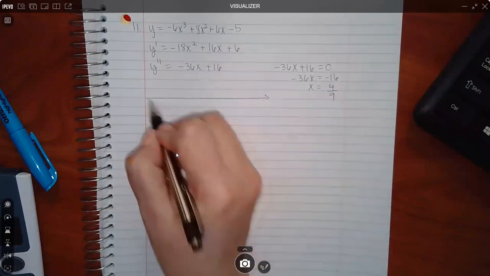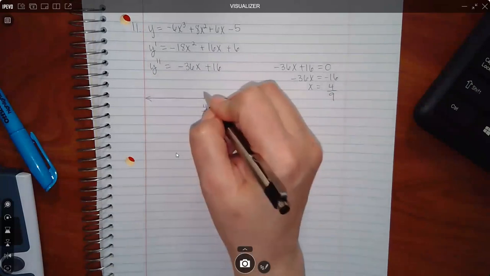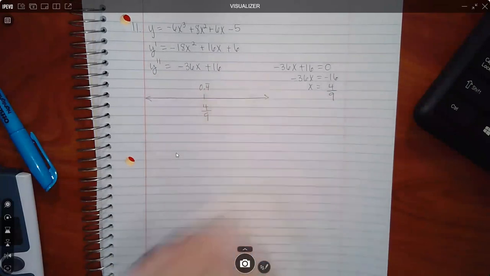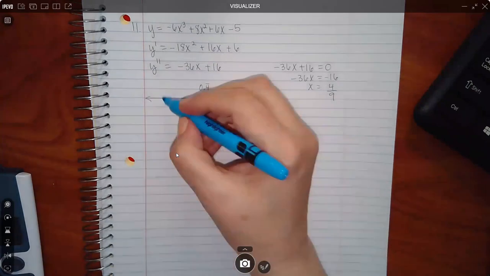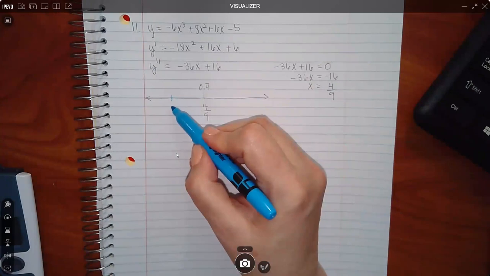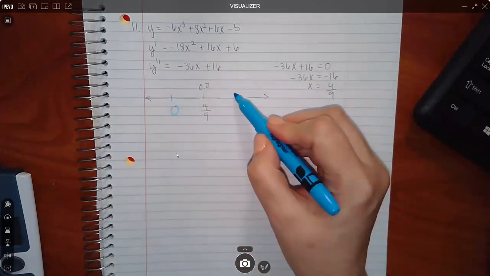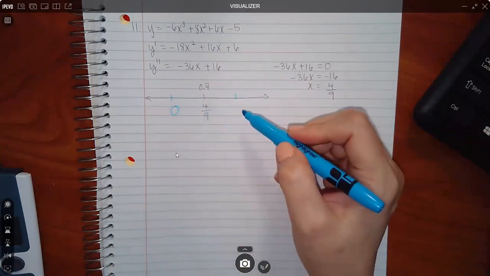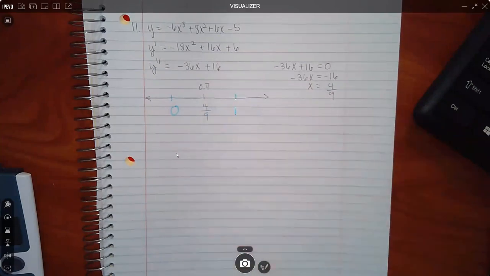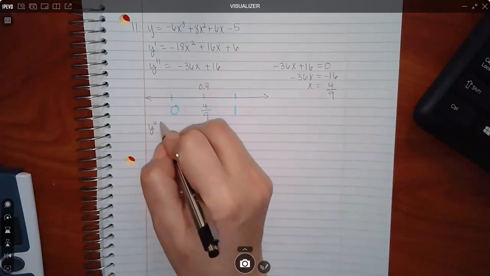So if I draw my number line, I only have one critical number, 4/9, which is actually like 0.4 repeating. That just helps you know like what numbers will be smaller or less. Or you could pick the obvious numbers, right? What's the obvious number that's less than this fraction? Is that guy less than that fraction? And what's another number that we know is bigger than this fraction? One, exactly. So we're going to plug those into the second derivative to figure out concavity.